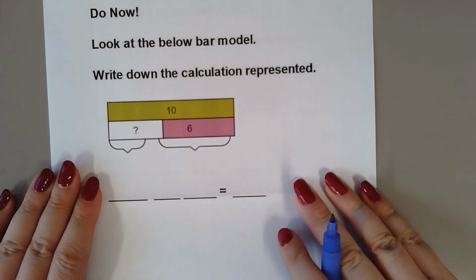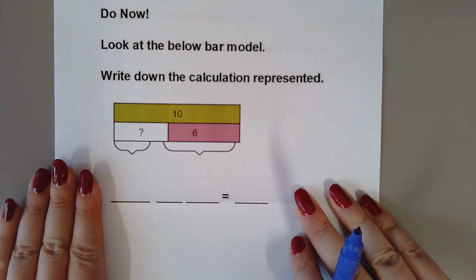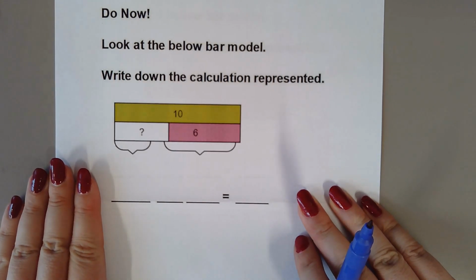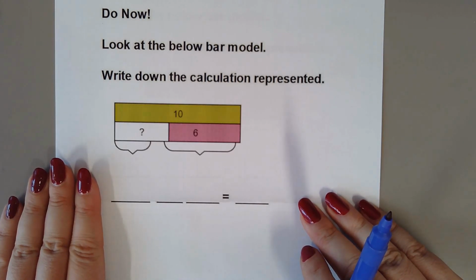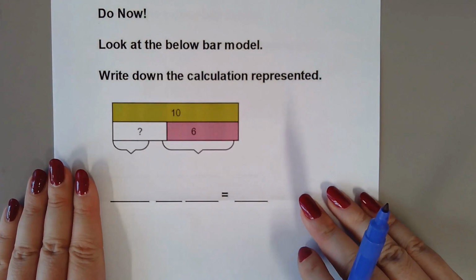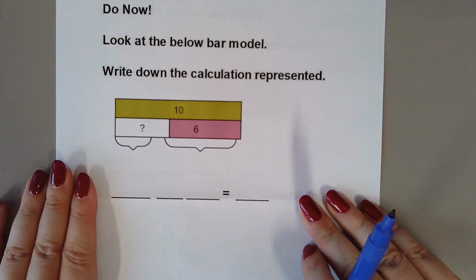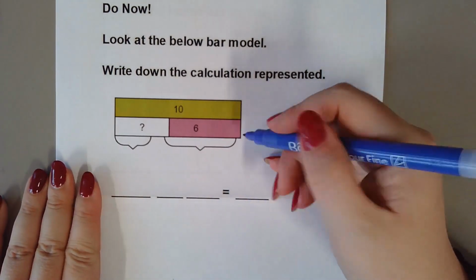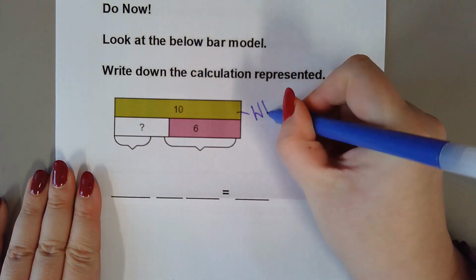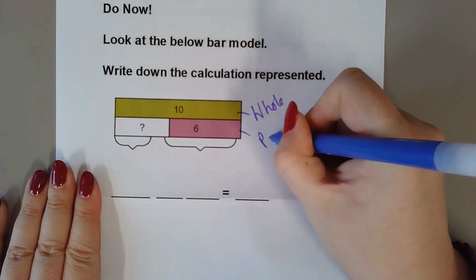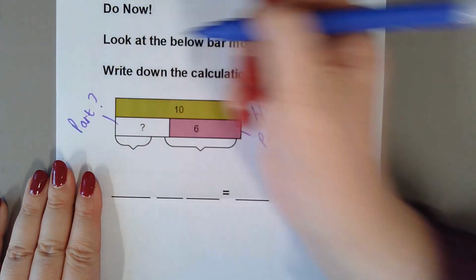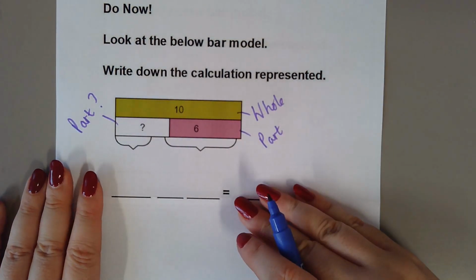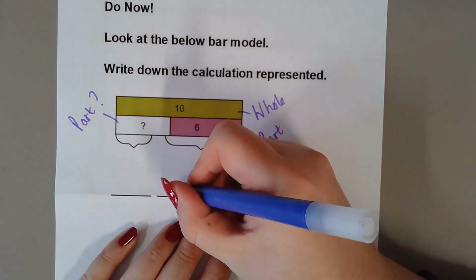So this is your one you need to do. I want you to write down the calculation that's represented using this bar model. Pause the video and come back to me in 3, 2, 1. Welcome back. Okay, so just like before, for the calculation represented, you have got the whole and one of the parts. You don't have the other part. The other part is a big question mark. We don't know what it is. And when you've got the whole and one part, we know it is subtraction.